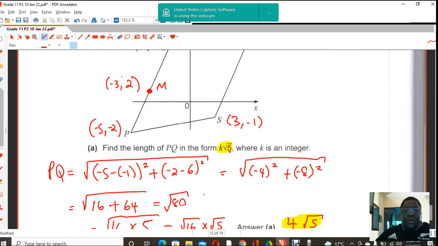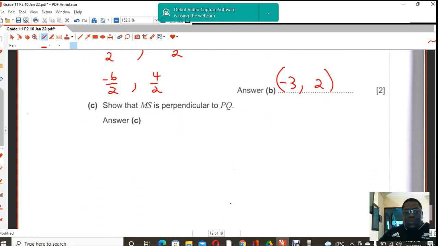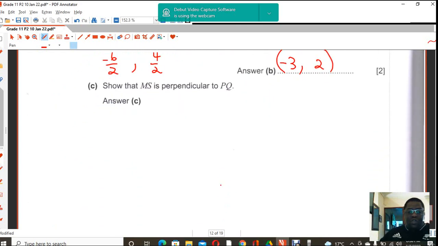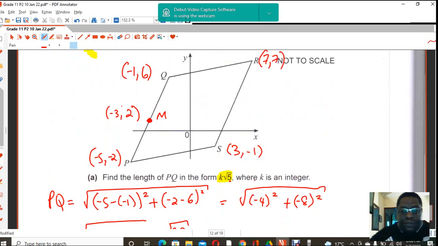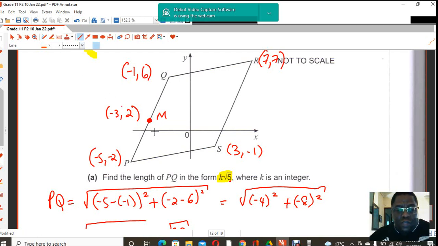Nicely done. Okay, so now that brings me to the next part: show that MS is perpendicular to PQ. Well, this is not to scale, so I'm just putting it out there so you know. They are saying if you draw the line MS to S here, you should notice that they are perpendicular, meaning they make 90 degrees.